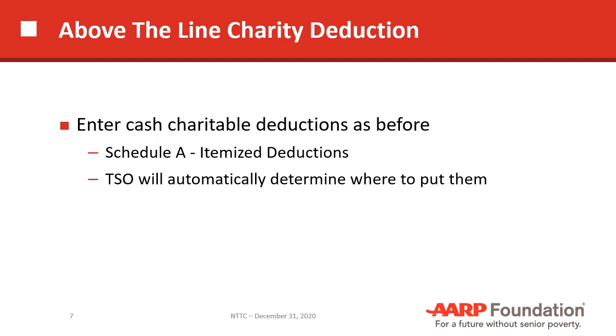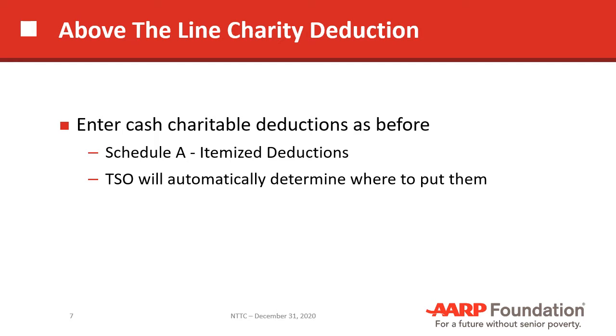And TaxSlayer will be smart enough to figure out that if the taxpayer is not itemizing, those contributions will move into the adjustment to income section and will peak out at $300. Now keep in mind the $300 is per tax return. So a tax return can have up to $300 regardless of the filing status. So if somebody filed married filing jointly, it's not $600, it's only $300.